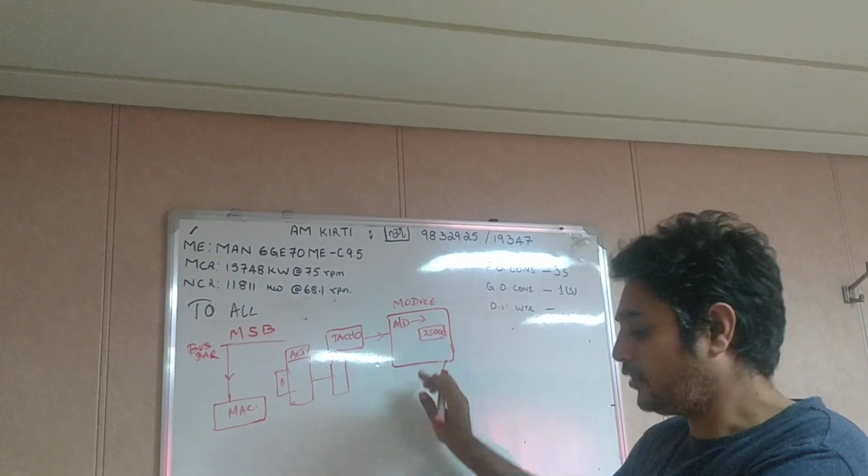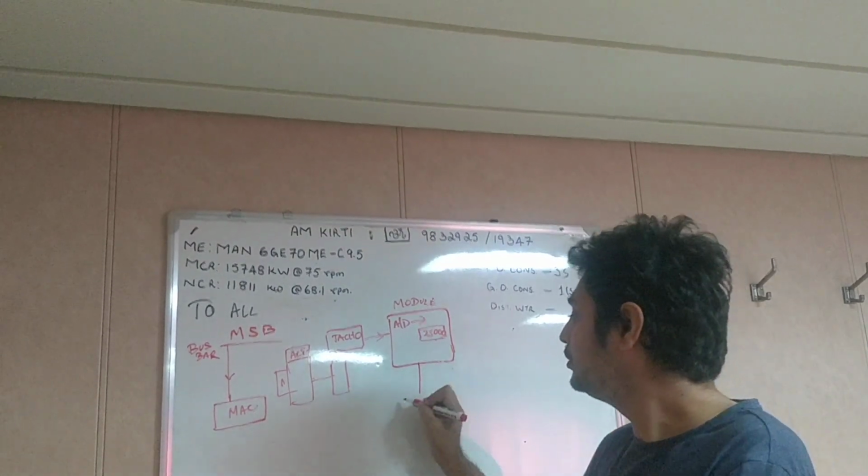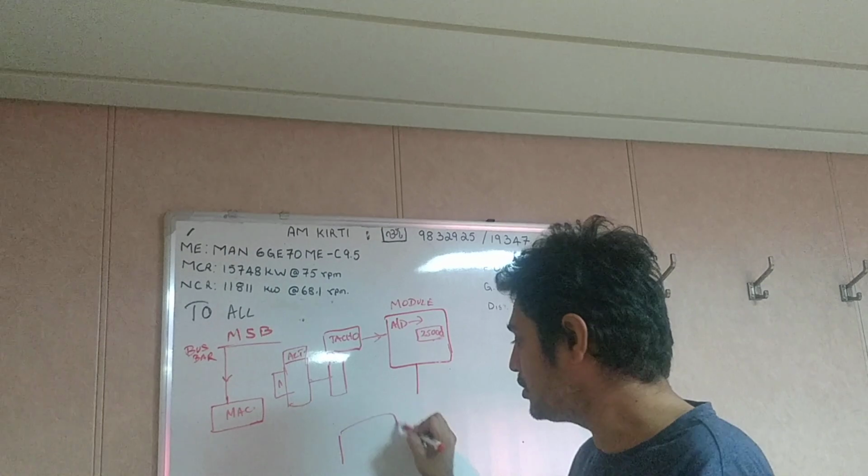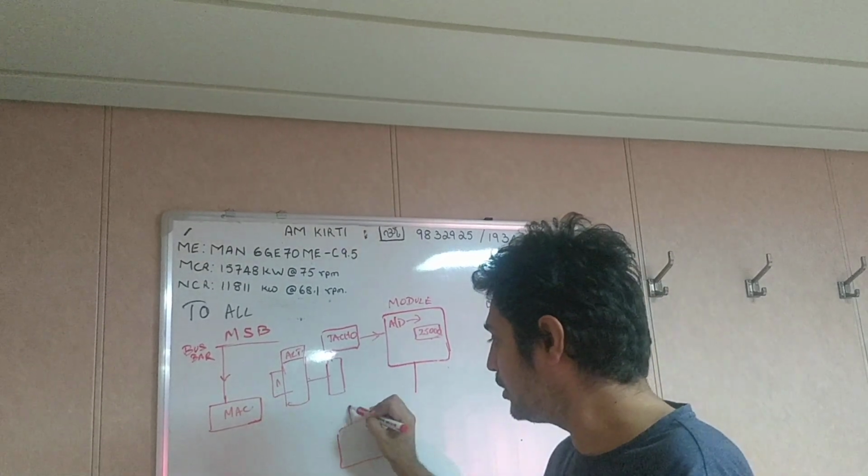Then from the module, this is a governor. Just assume that this is a governor.